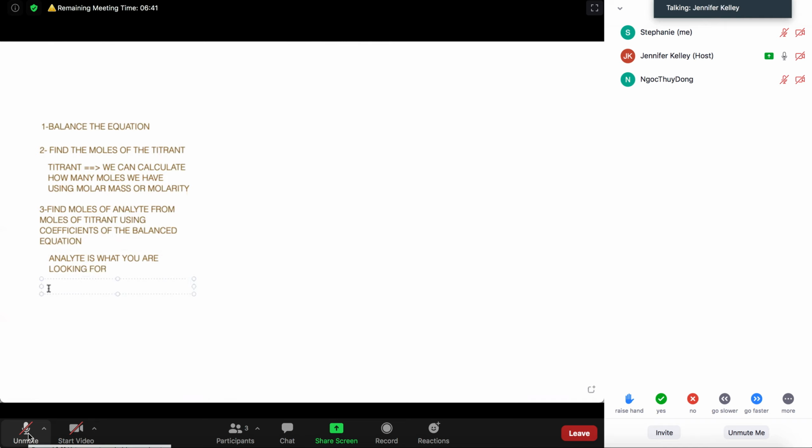And then the last step, if you're doing a traditional titration, is just to divide the moles of the analyte over the liters of the analyte. And then that will give you molarity.